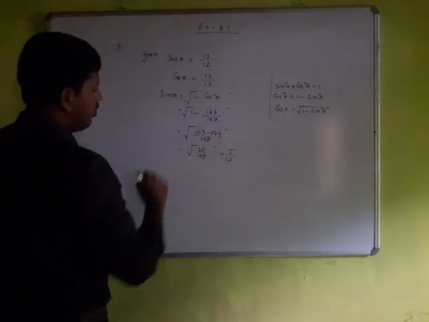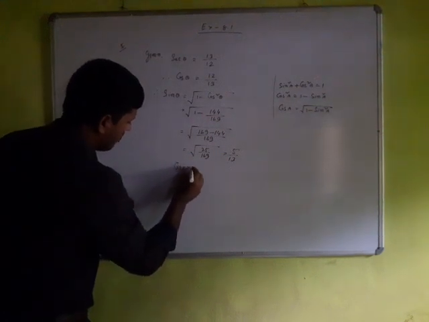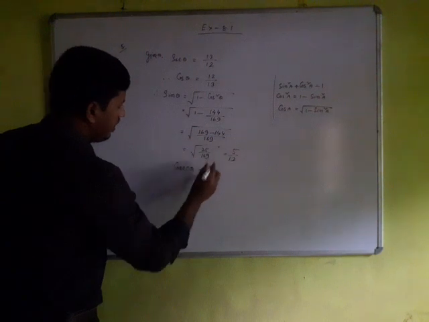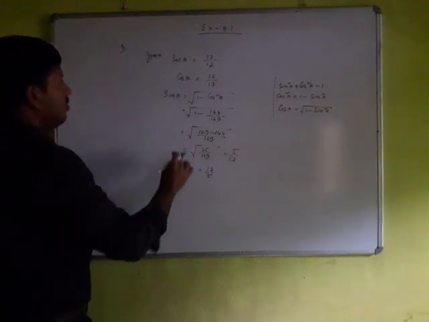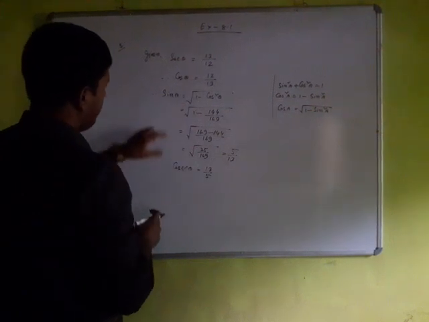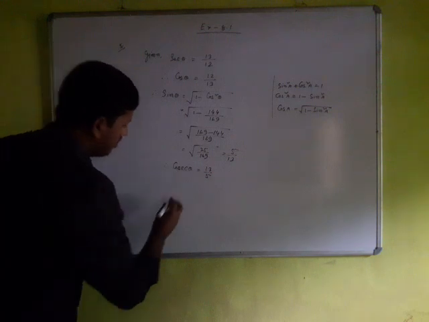Cosec theta is the reciprocal of sin theta. Therefore cosec theta equal to 5 by 13, taking the reciprocal, 13 by 5. Now we have got three ratios: cos theta, sin theta and cosec theta. Now tan theta and cot theta are left.